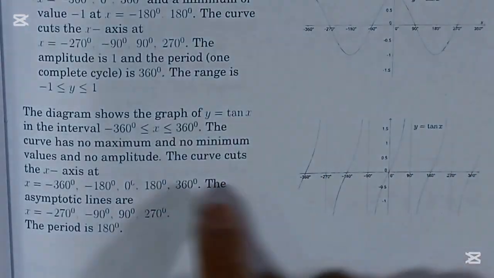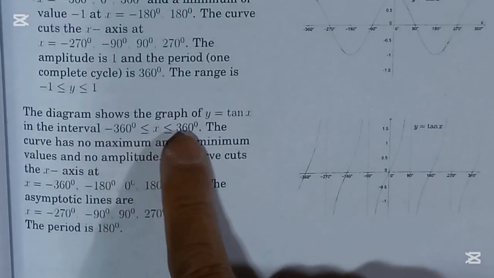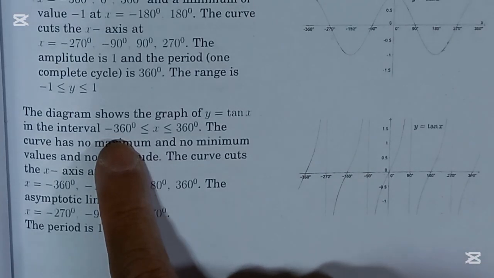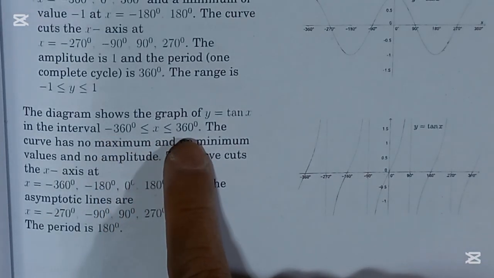So look, now we are going to discuss the diagram. It shows the graph y is equal to tan x in the interval -360 degree to +360 degree.